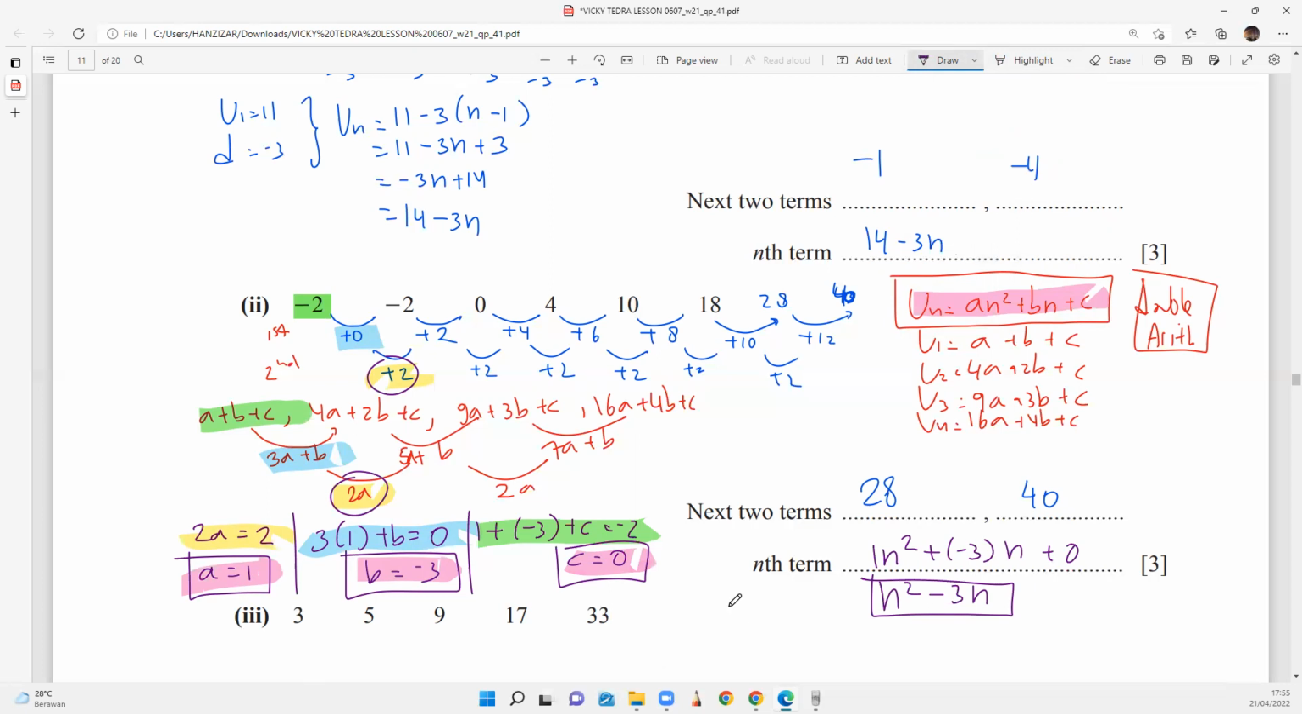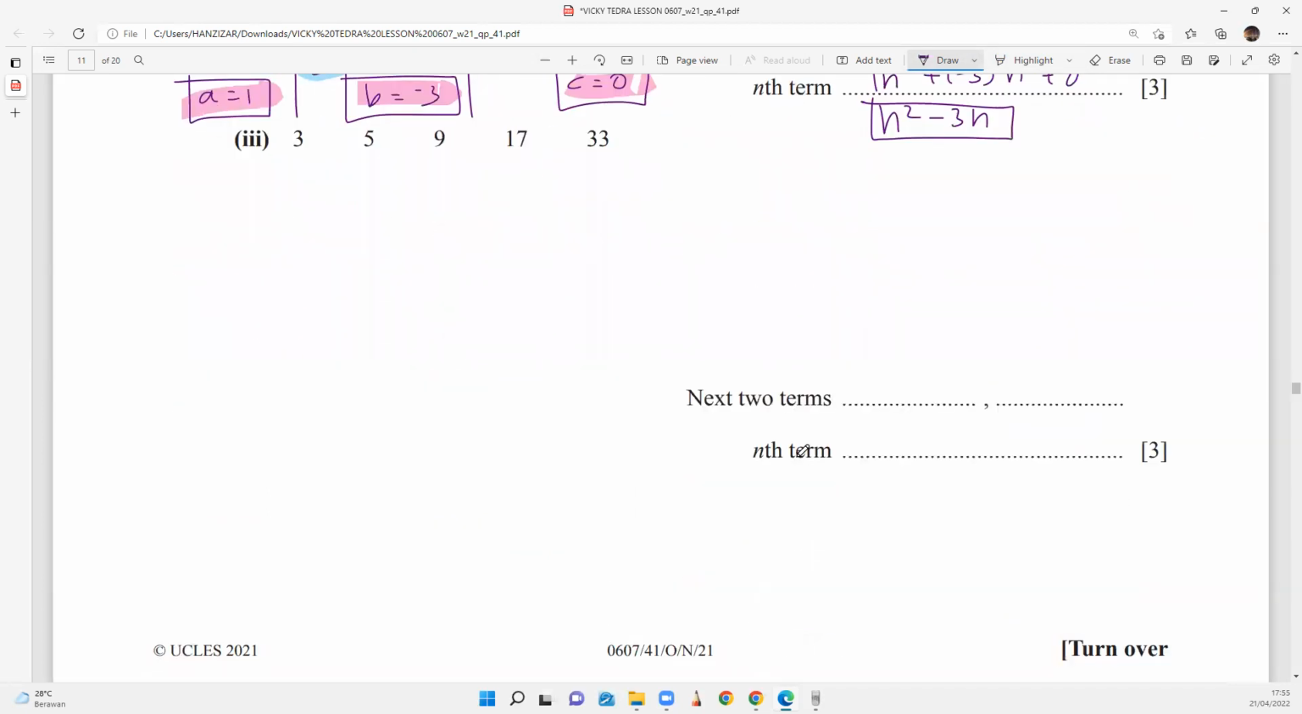Part 3 is, wait, let's see. 3, 5. If you want to try to do the addition, plus 2, plus 4, plus 8, plus 16. This is not addition, this is multiply, right? Oh crap, multiply. You cannot do this easily, so you need to use the logic. Let's try.